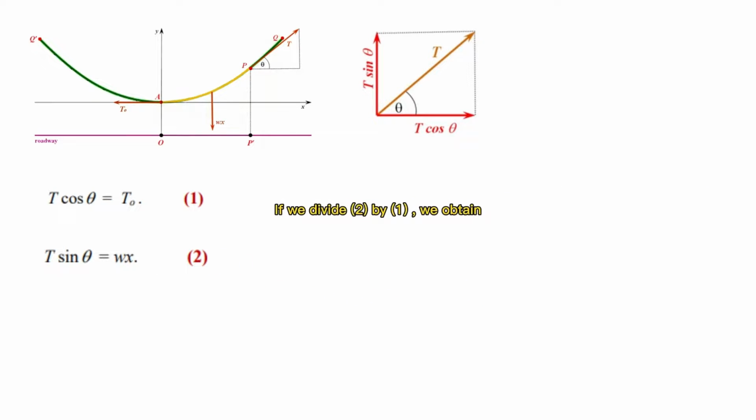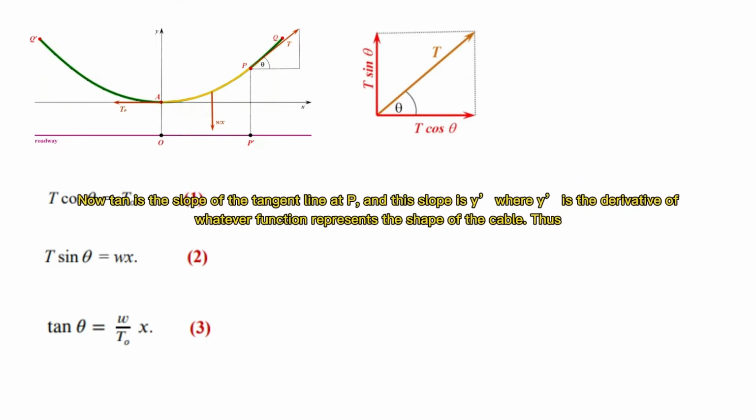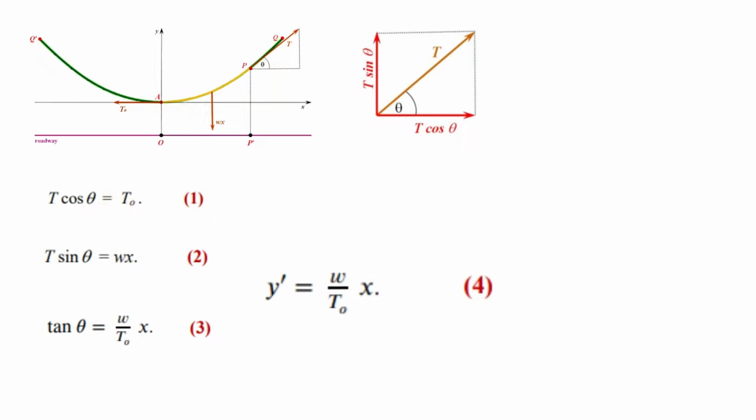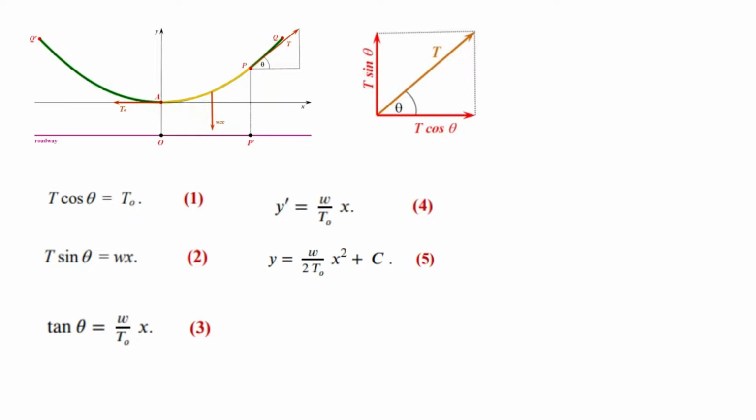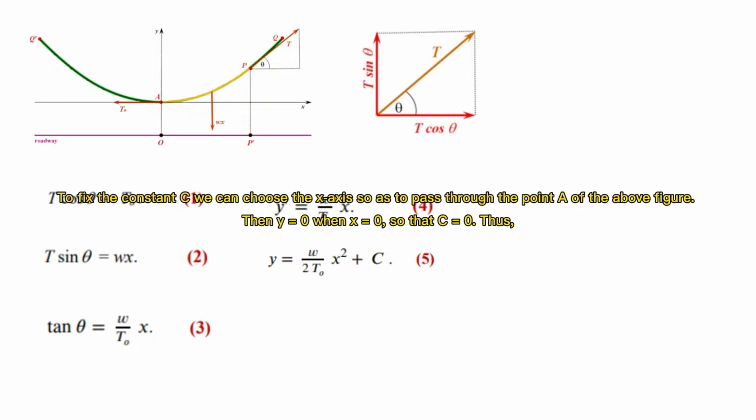If we divide 2 by 1, we obtain tan θ = Wx/T0. Now tangent is the slope of the tangent line at P, and this slope is y prime, where y prime is the derivative of whatever function represents the shape of the cable. Thus, by anti-differentiation, we obtain y = Wx²/(2T0) + C. To fix the constant C, we can choose the x-axis so as to pass through the point A of the main figure. Then y is equal to 0 when x is equal to 0, so that C is equal to 0.